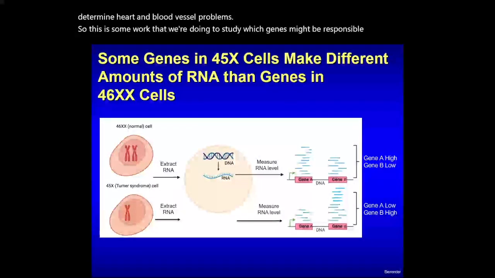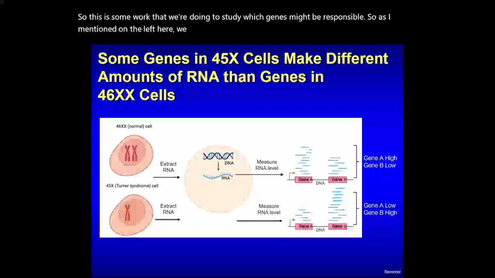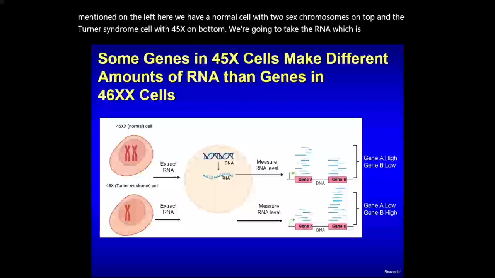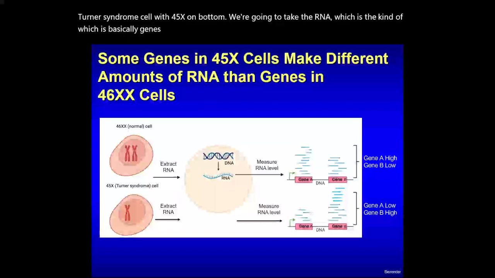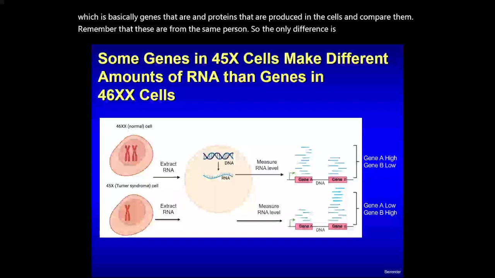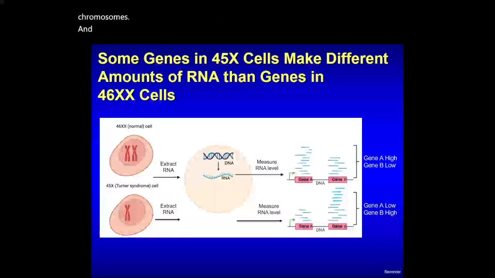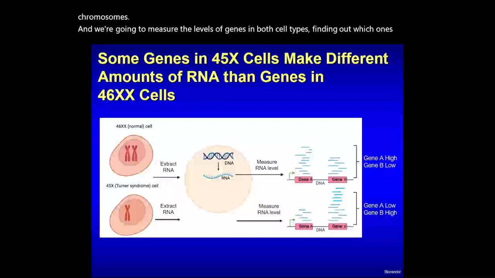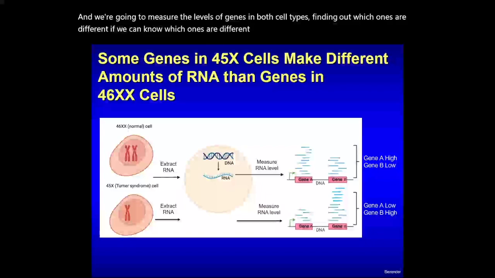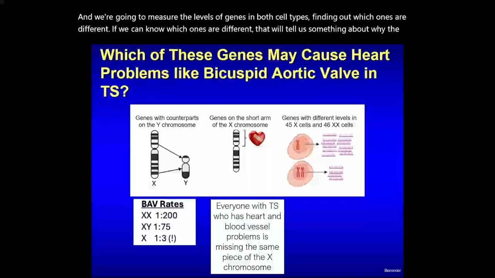So as I mentioned, on the left here, we have a normal cell with 2 sex chromosomes on top and a Turner syndrome cell with 45X on bottom. We're going to take the RNA, which is basically genes that are, and proteins that are produced in the cells, and compare them. Remember that these are from the same person, so the only difference is the number of X chromosomes. And we're going to measure the levels of genes in both cell types, finding out which ones are different. If we can know which ones are different, that will tell us something about why the cells behave differently.